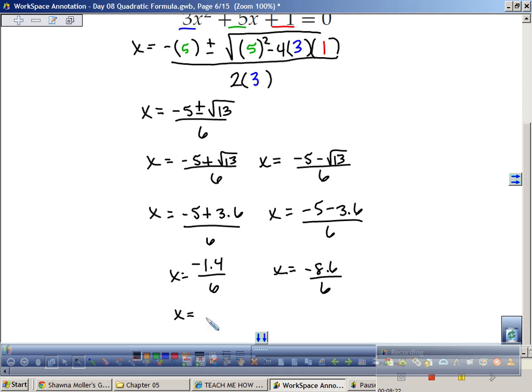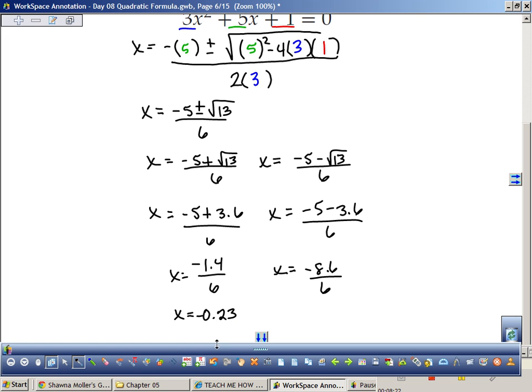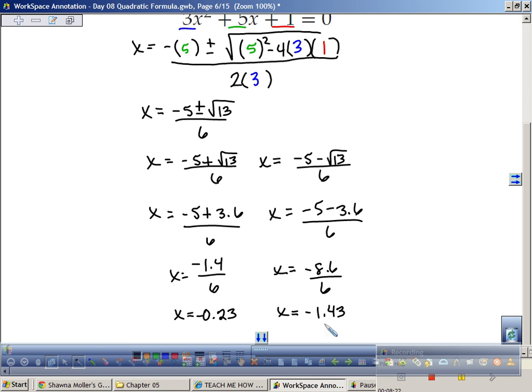Who's got it? Negative 0.23. And the other one? Negative 1.43. Questions? Well, it can go to the hundredths place. That's usually pretty safe. Okay? I mean, if you were going to graph it, you wouldn't graph to the hundredths place. You'd graph to the tenths place, right?